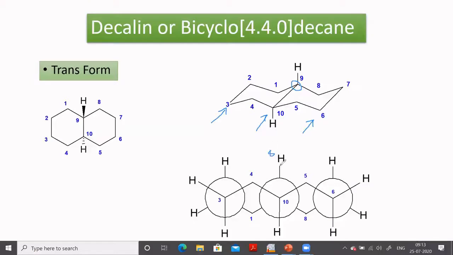Now where is your 8th carbon coming? It is coming down. Because of this, a straight, flat structure is obtained for the transform. And in this flat structure, this is your proton of 9th carbon and this is your proton of 10th carbon. They are anti to each other. That's why it is called the transform of the decalin.